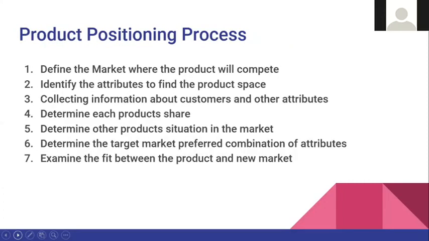Here comes the product positioning process. It is a process through which the product should be positioned in the market. There are several steps in this process. The first step is to define the market where the product will compete. We have to define the market, like whether it is urban or rural, national or international. Next is to identify the attributes to find the product space, meaning where the product will be released into the market. We have to define the space for the product, whether it will be competing with other products or not. Like this, collect information about the customers and other attributes, and determine each product's share of the company.